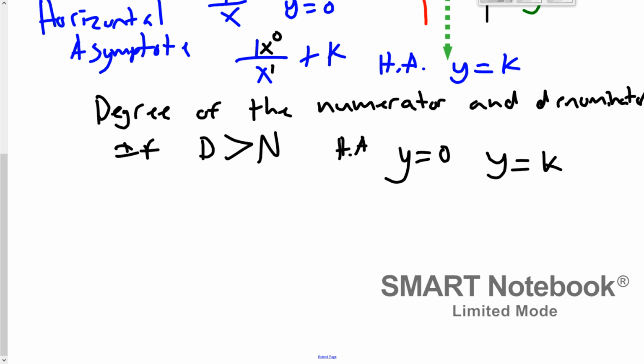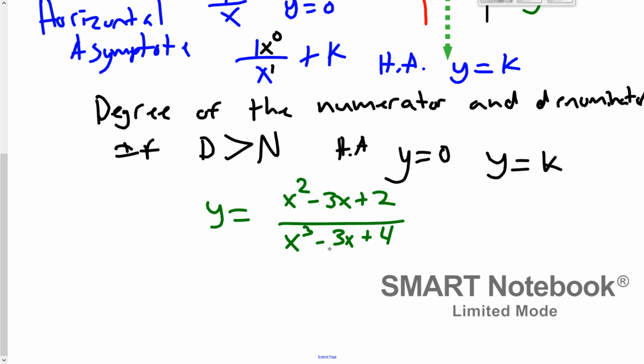Okay, so if you see something like y equals x squared minus 3x plus 2 over x cubed minus 3x plus 4, the degree of the denominator is bigger, right? So this would be y equals 0. Now if there's a subtract 1 after the fact on that, then it would be y equals negative 1. Okay?